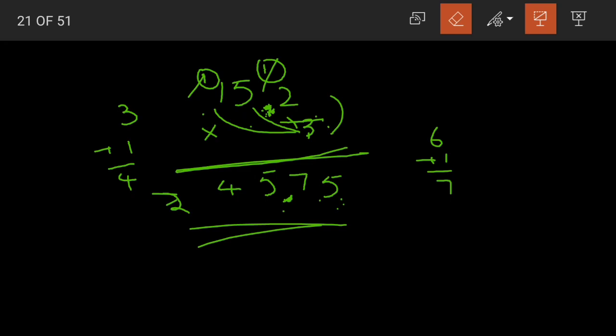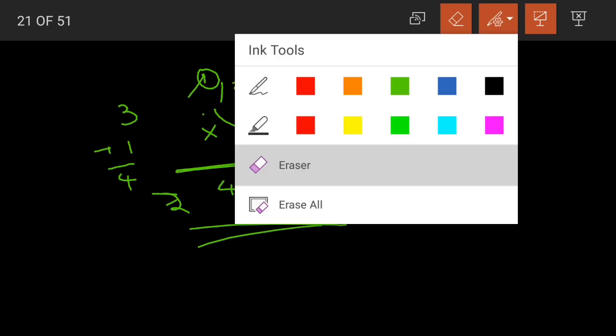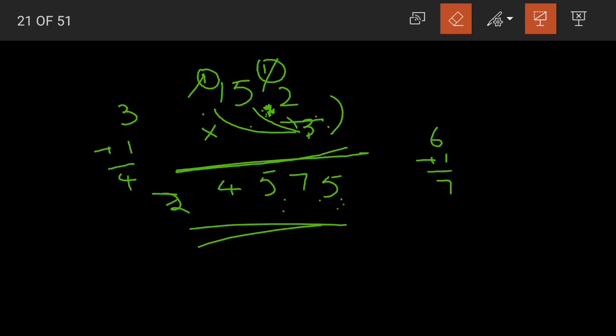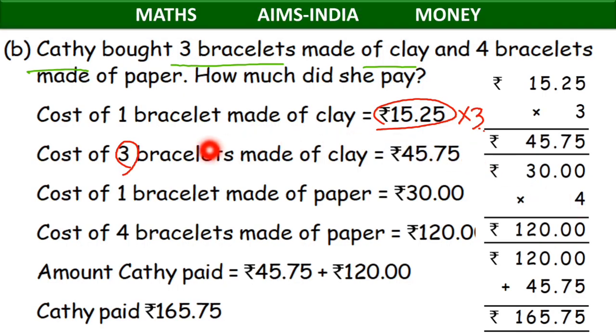So even in the answer we have understood, children, after 2 digits from the right. Suppose if in the question I had something like this, 15.2, there is a point after 1 digit from the right. Then in my answer also I'll place the point after 1 digit from the right. This was the first one. What was it? Cost of 3 bracelets made from clay.